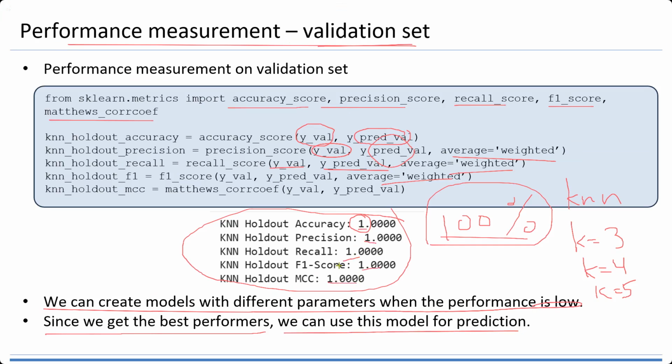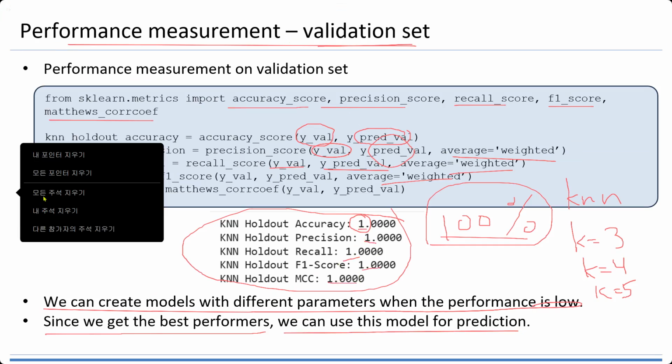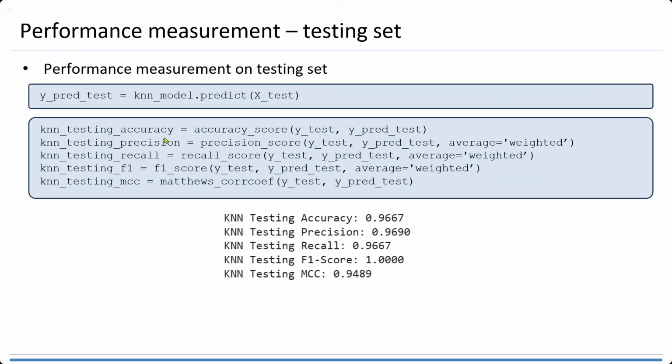So we use this model for predicting on the testing set. Then we check on the testing set. We predict on the X test, we can get the prediction result. And again, we measure the accuracy, precision, and so on between the prediction and the actual. And we got this one.